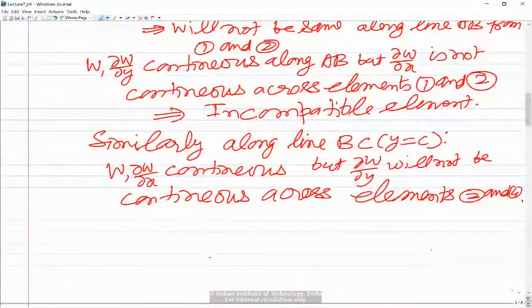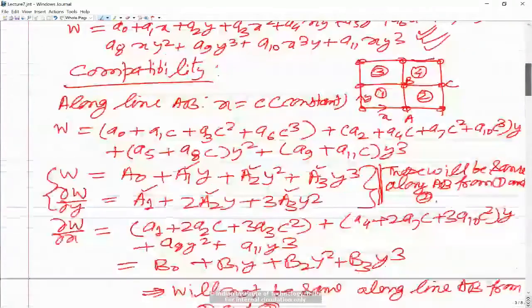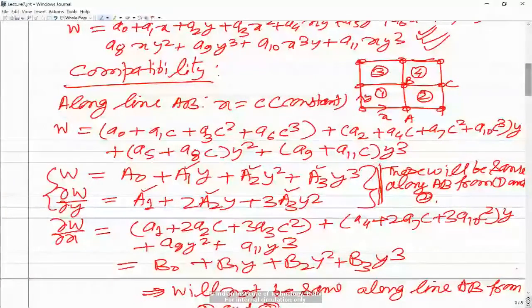So now the conclusion is that when we are moving along a line with x equal to constant, W and del W by del Y will be continuous, del W by del X will be discontinuous. And when we are moving along a line with y equal to constant, W and del W by del X will be continuous across the elements, but del W by del Y will not be continuous. So that is the conclusion. W is continuous, of course, whether it is a line with x equal to constant or y equal to constant.